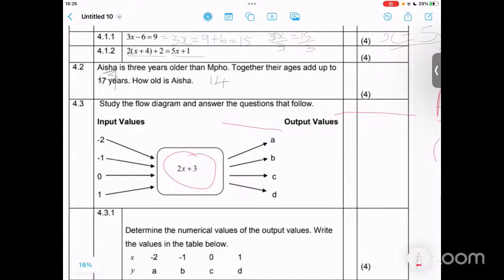Ma'am, A is -1. B is 1. C is 3, and D is 5. Can you say that again?